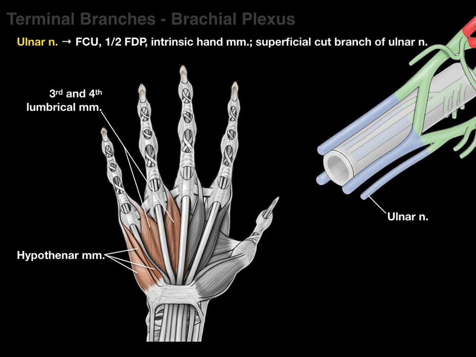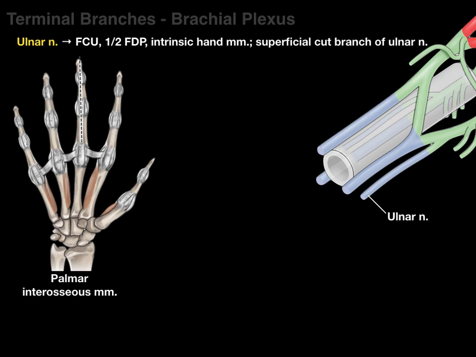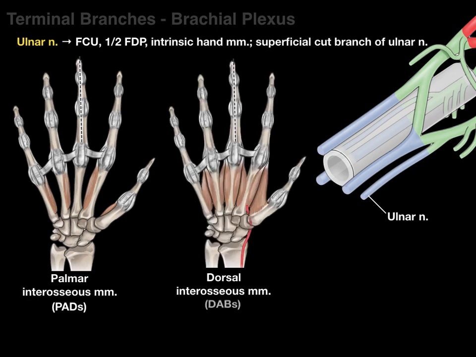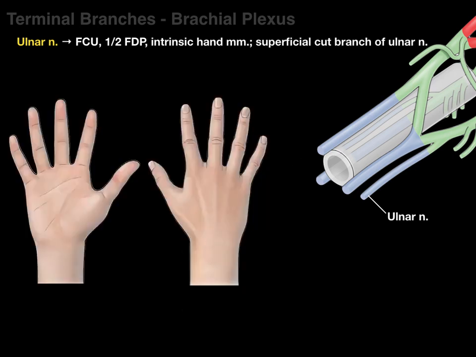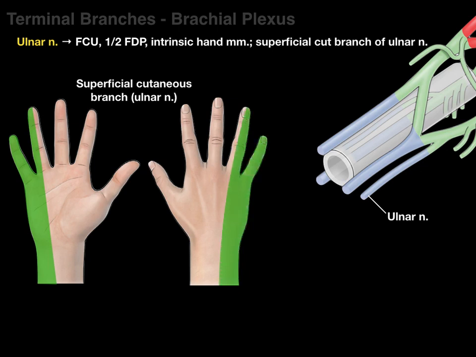And in addition to those intrinsic hand muscles, it does the palmar interossei muscles, called the PADs, because these muscles adduct the digits, and the dorsal interossei muscles, called DABs, because these muscles abduct the digits. Now, sensation: the superficial cutaneous branches will do the medial half of the palm of the hand, the pinky, and the ulnar half of your ring finger on both the front and the back of the hand.